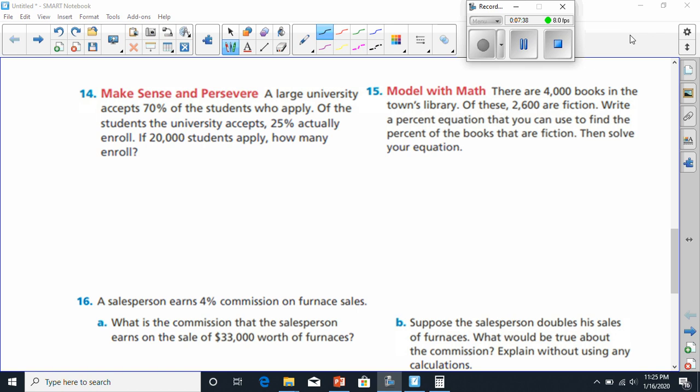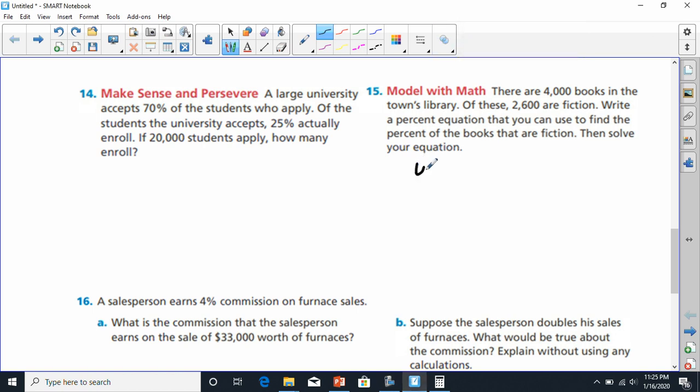Okay, write a percent equation that you can use to find the percent of books. Well, usually what we have is the whole times the percent equals the part. If we fill in all these spots, the whole would be 4,000. There's 4,000 books. We're going to multiply that by the percent. And that has to equal the part, which is 2,600 books.